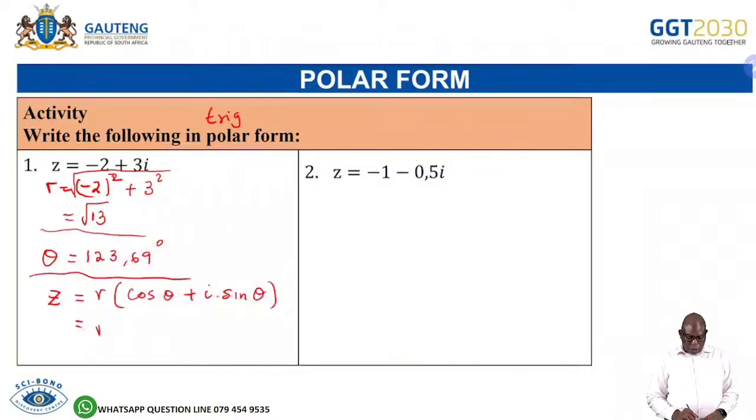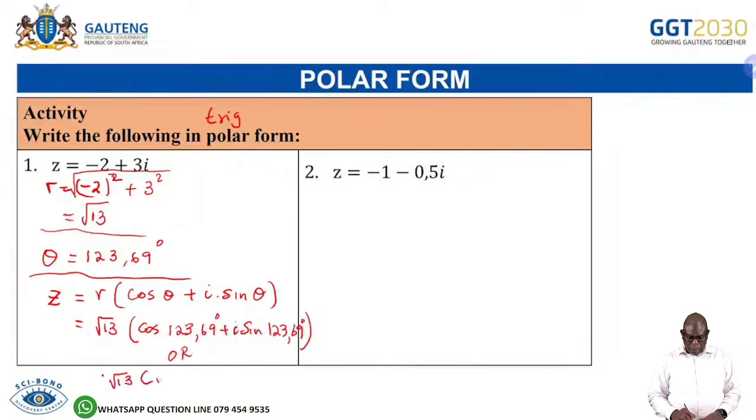Then my R here is square root of 13, open bracket, cos of an angle, plus i sine of the same angle. So this is in polar form. Or I can write it as R is square root of 13, then I write cis 123.69. Okay, so this is how we write this in polar form.